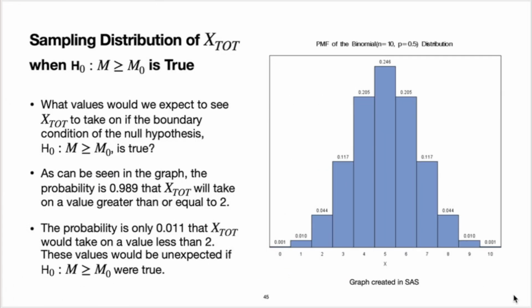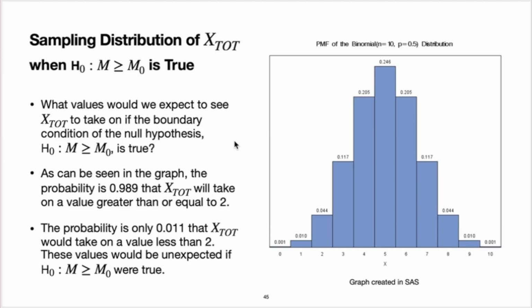And so what values would we expect our test statistic X tote to take on if the boundary condition of the null hypothesis is true? In other words, if the population median is exactly equal to cap M sub 0. Well, as we can see in this graph, which by the way is the PMF of the distribution of X tote if the boundary condition is true and if n is equal to 10, this is the sampling distribution of X tote in that situation.